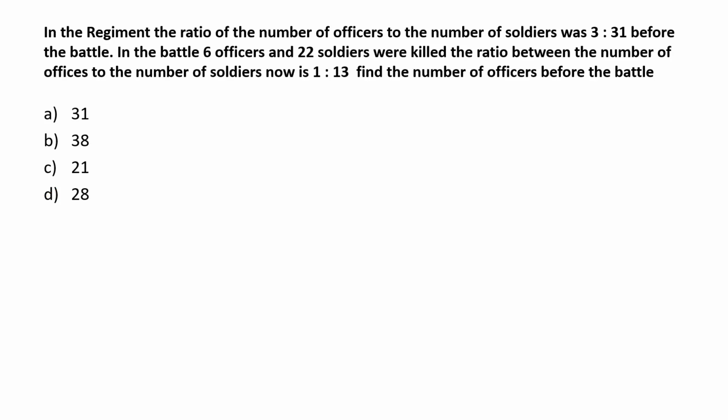Just go through the next question. In a regiment, the ratio of the number of officers to the number of soldiers was 3:31 before the battle. In the battle, 6 officers and 22 soldiers were killed. The ratio between the number of officers and the number of soldiers now is 1:13. Find the number of officers before the battle. The ratio of the officers to the soldiers before the battle was 3:31.